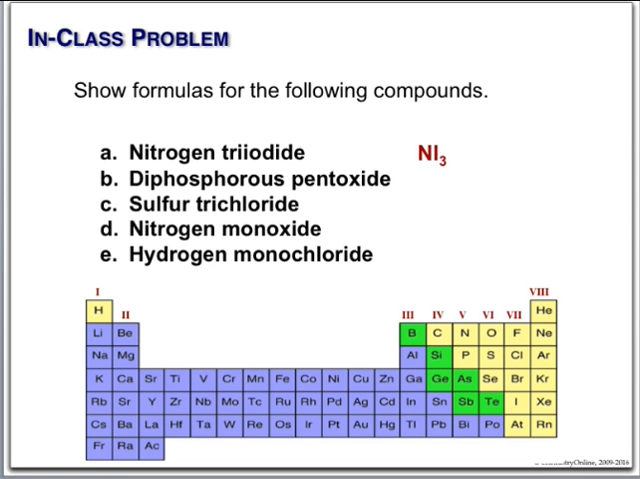Nitrogen triiodide. 1 nitrogen, 3 iodines. Diphosphorus pentoxide. 2 phosphorus, 5 oxygens. Sulfur trichloride. 1 sulfur and 3 chlorines. Nitrogen monoxide. 1 nitrogen and 1 oxygen. This is just NO. Hydrogen monochloride, 1 hydrogen, 1 chlorine.